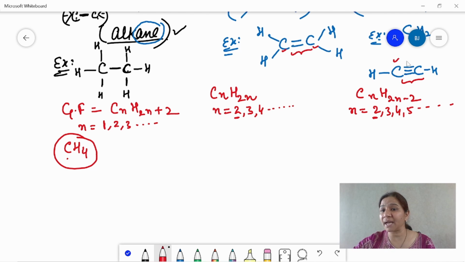So at least 2 carbon atoms are needed to write a double bond or a triple bond between 2 carbon atoms, right? So that is why in the case of alkenes and alkynes, the first member of the family will always start with a minimum of 2 carbon atoms. So the n value will start from 2 in both the cases, right? So that's all about this video.